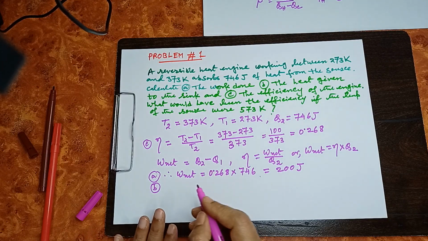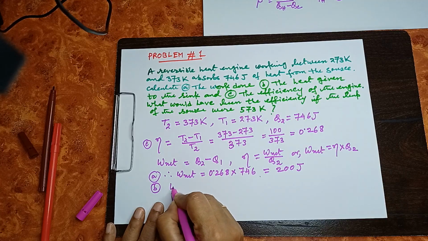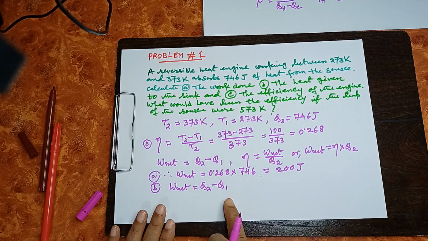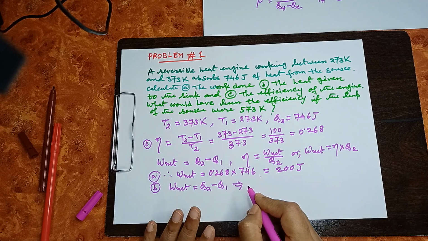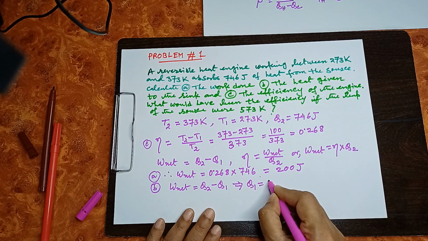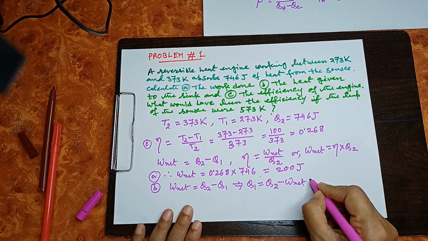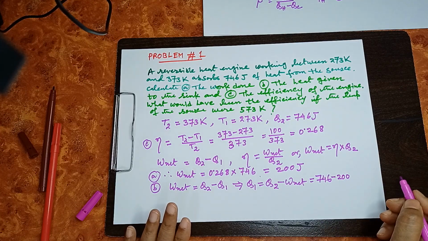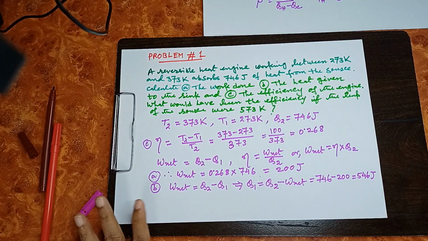Now part B. Already I have written W net is equal to Q2 minus Q1. What do I have to calculate in the B part? The B part is the heat given to the sink. That means I have to calculate Q1. So from here I can write Q1 is equal to Q2 minus W net. Q2 is 746 minus W net 200. If we subtract, the value will come to 546 joules. So the B part also we got.